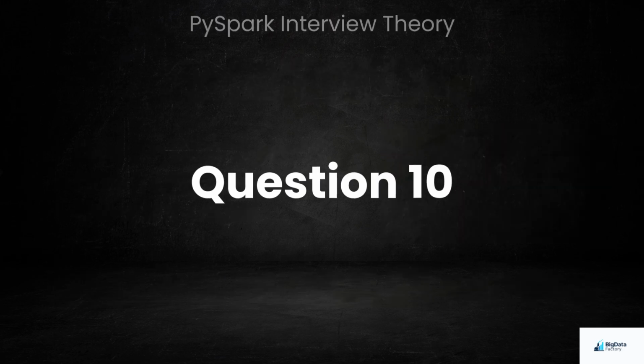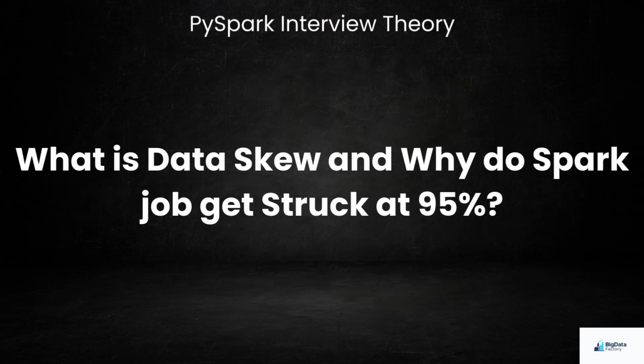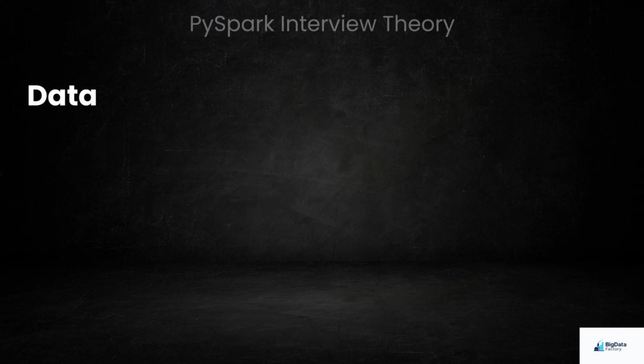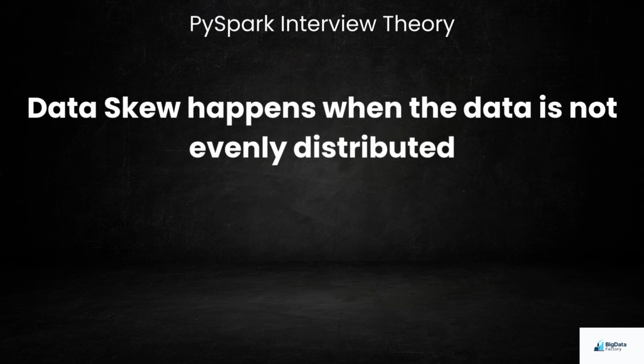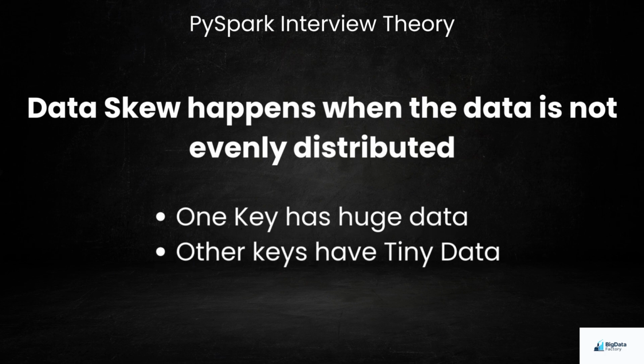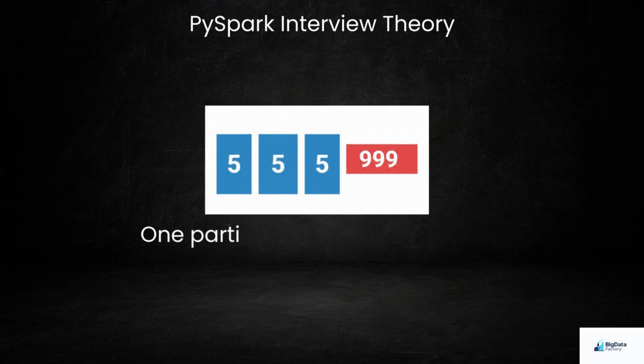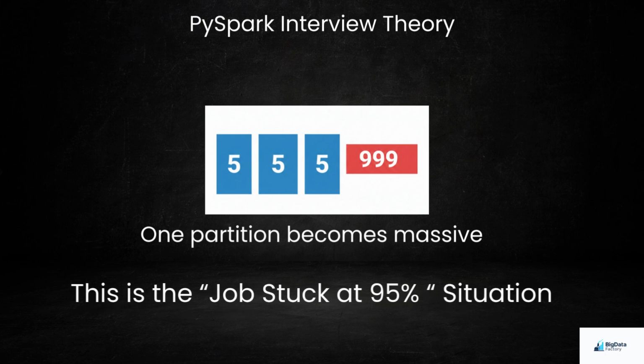Question number 10, what is Data Skew and why do Spark jobs get stuck at 95%? This one is very real world. Data Skew happens when the data is not evenly distributed. Like one key has huge data and other keys have tiny data. Then one partition becomes massive and one task runs forever while the rest finish quickly. This is the job stuck at 95% situation.